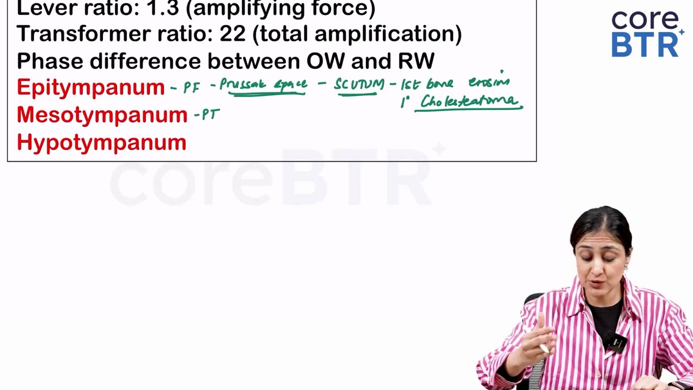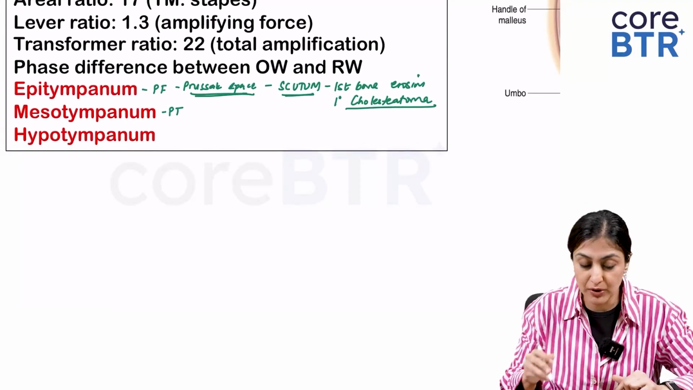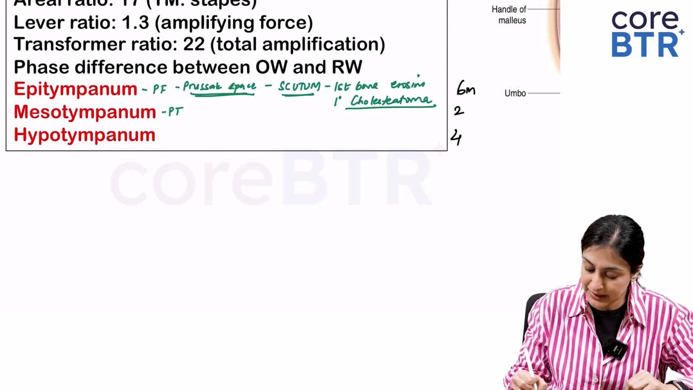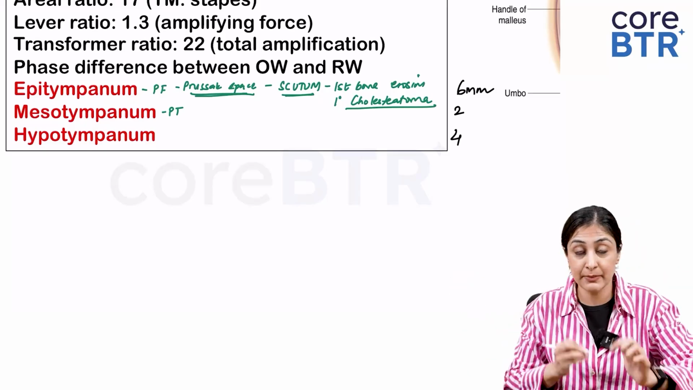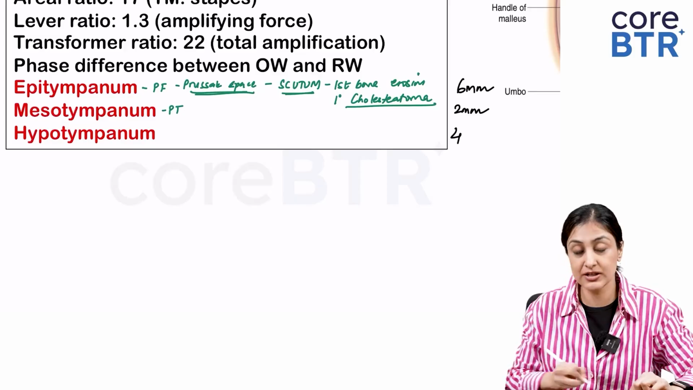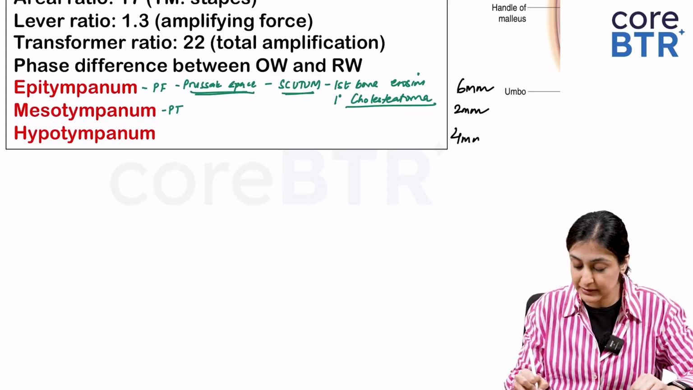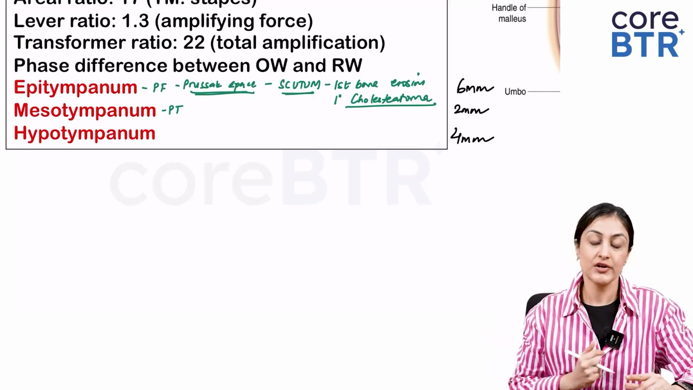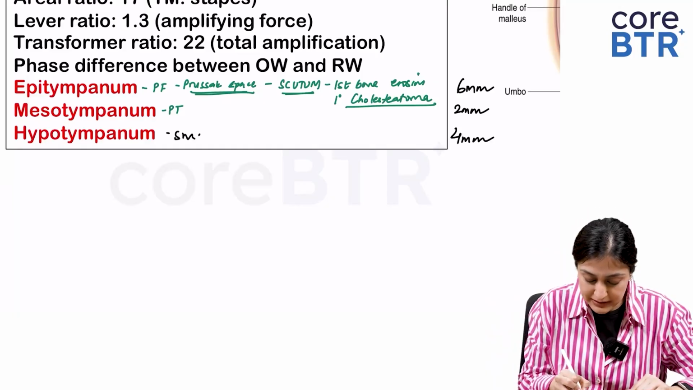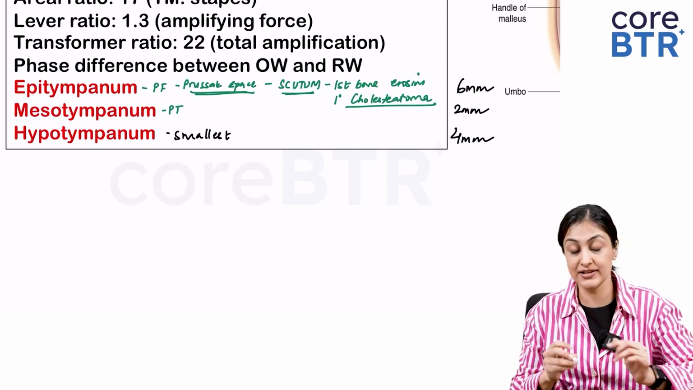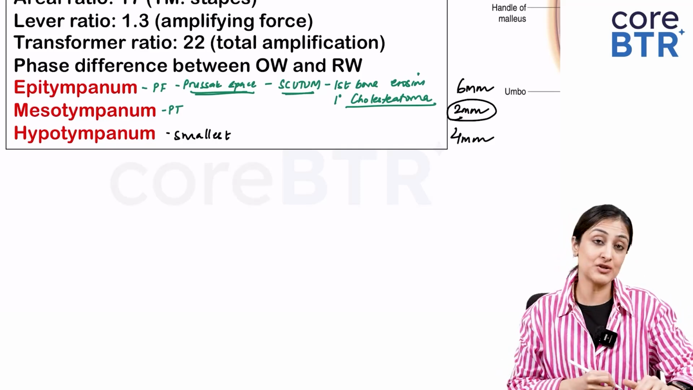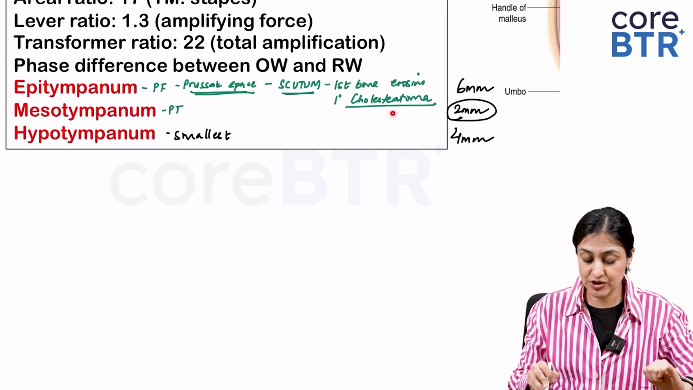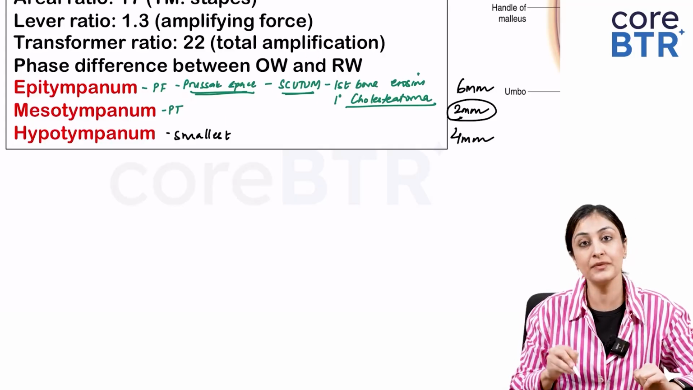Okay. Mesotympanum, hypotympanum. Let's do some numbers now. So here you will remember 6, 2 and 4. Epitympanum, pretty wide, 6 mm. Mesotympanum, narrowest part, 2 mm. Hypotympanum, in between, 4 mm. So 6 is 2 plus 4, right? So this is what we need to remember. Hypotympanum is the smallest part in area, right? So narrowest part, mesotympanum; smallest part, hypotympanum, right? Widest, all the questions, everything in epitympanum, scutum, Prussak space.